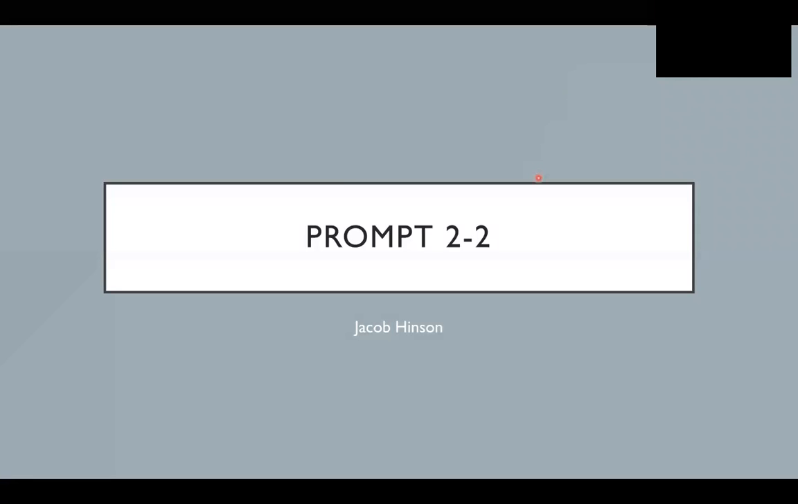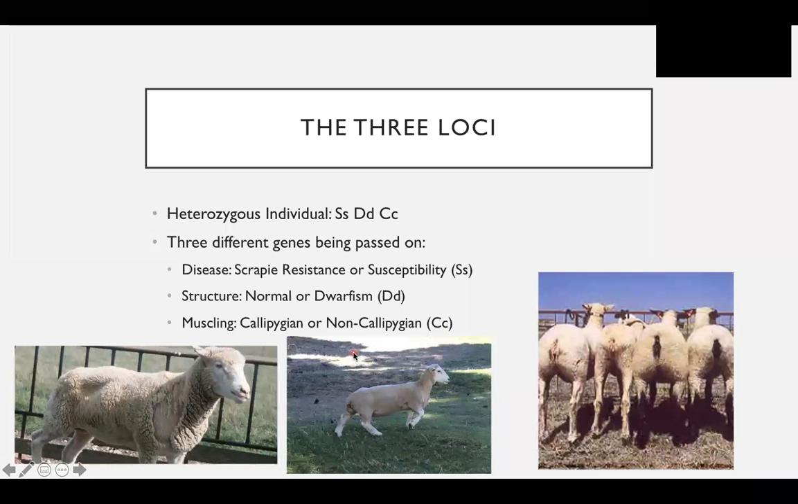My name is Jacob Henson, and I chose to discuss prompt 2.2 as it relates to my eukaryotic organism being a sheep. And so here we have our three different loci that are being carried on these two alleles, and I'll be discussing one that carries a disease, one that carries a particular structural issue, and another that relates to muscling in sheep. And so that disease that's being carried is going to be whether they are scrapie resistant or scrapie susceptible.